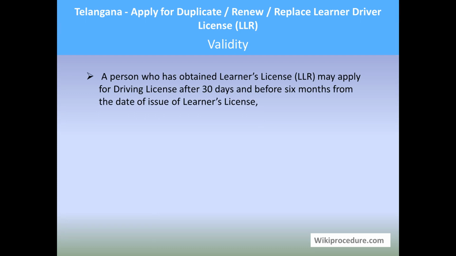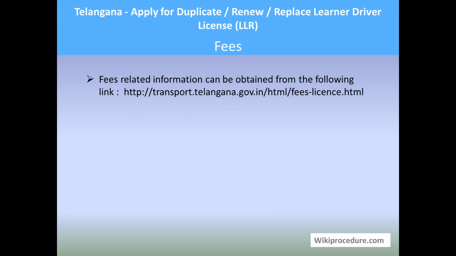Validity: a person who has obtained a learner's license, and the learner's license is valid for a minimum of 30 days to a maximum of 6 months. 30 days means for the first 30 days the LLR is eligible for him to test drive the vehicle or experiment on the driving skills. After 30 days he can go and apply for the permanent driving license. That date of restriction is still 180 days. During this period of time, one can apply for a duplicate LLR if the LLR is lost. That is what we say valid LLR.